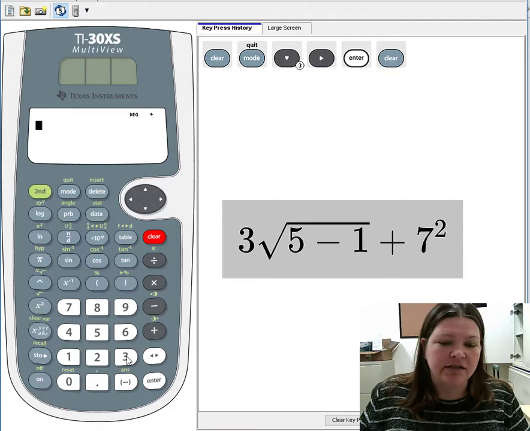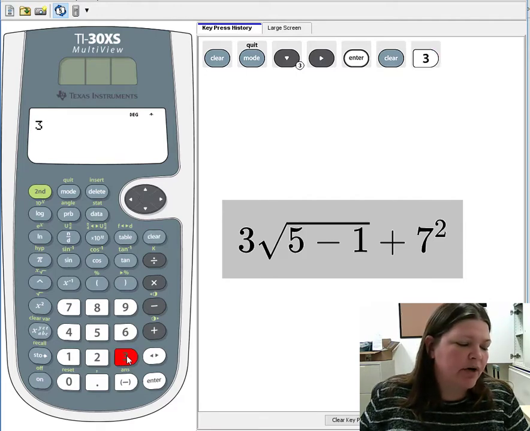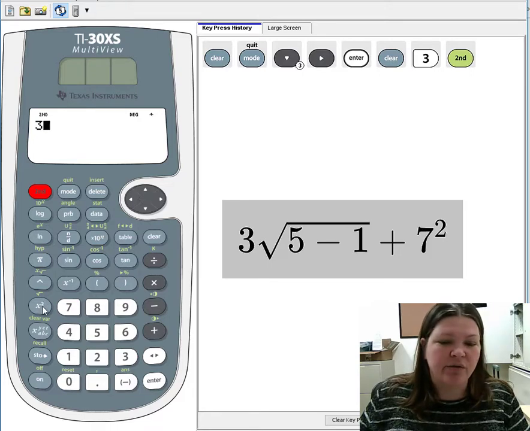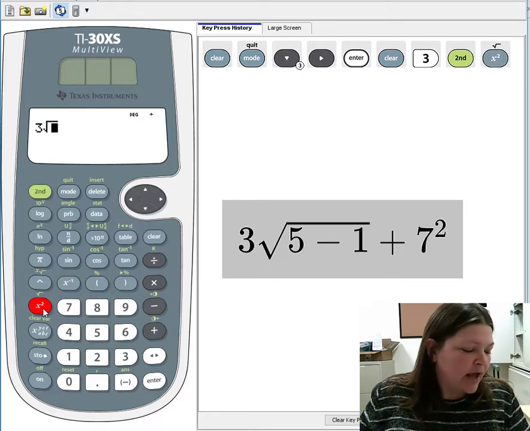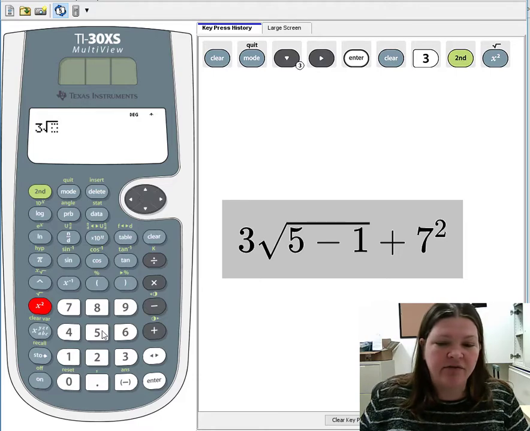So it says 3. And then the next thing we want is a square root. Now, a square root's in green right above the x squared button. Anytime you want a green button, you need to hit second. So I'm going to hit that. And then my square root is right above x squared. And now I can type 5. And notice that the minus is still under the square root, as is the 1.